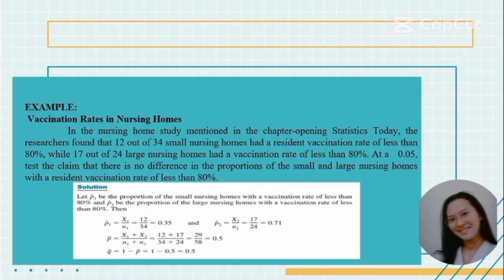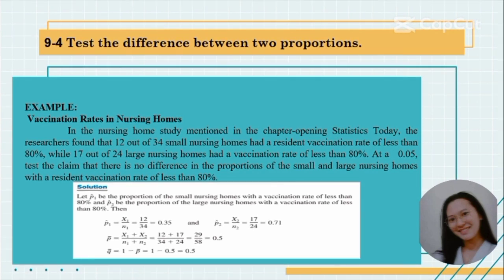Example: vaccination rates in nursing homes. In the nursing home study mentioned in the chapter opening Statistics Today, the researcher found that 12 out of 34 small nursing homes had resident vaccination rates of less than 80%, while 17 out of 24 large nursing homes had vaccination rates of less than 80%. At alpha equals 0.05, test the claim that there is no difference in the proportions of small and large nursing homes with a resident vaccination rate of less than 80%.